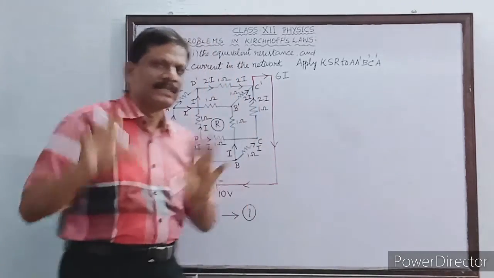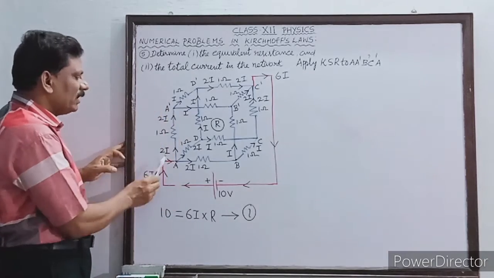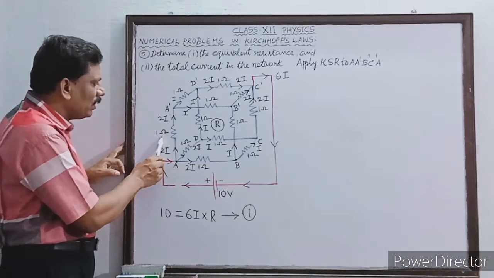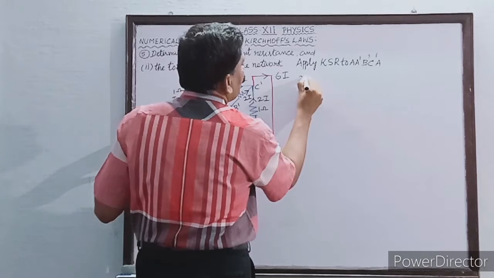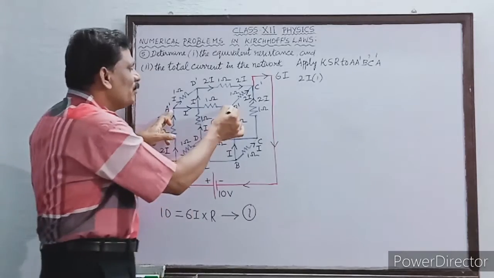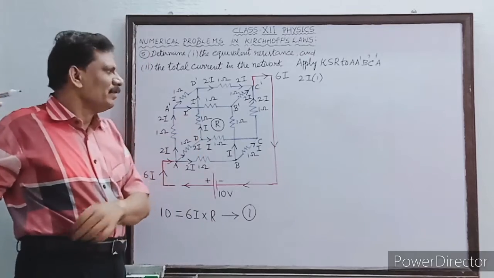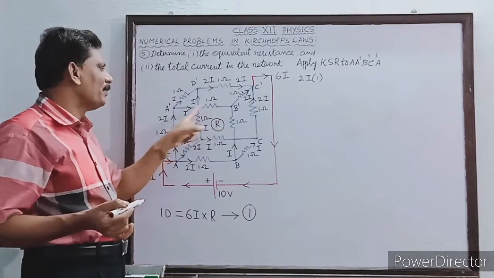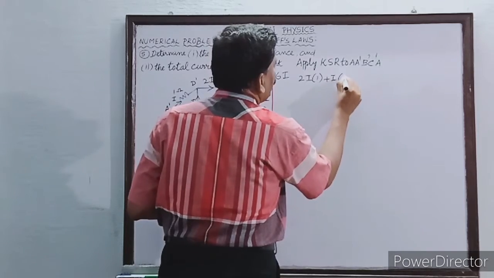So clearly, look at the circuit once again. We started from A to A dash. The current flowing in that direction is 2I ampere, and the resistance is 1 ohm. So the IR product is 2I into 1. Now A dash to B dash: the current flowing is I ampere only. We proceed from A dash to B dash, and current I is also flowing from A dash to B dash, so the IR product must be positive. So plus I into 1.